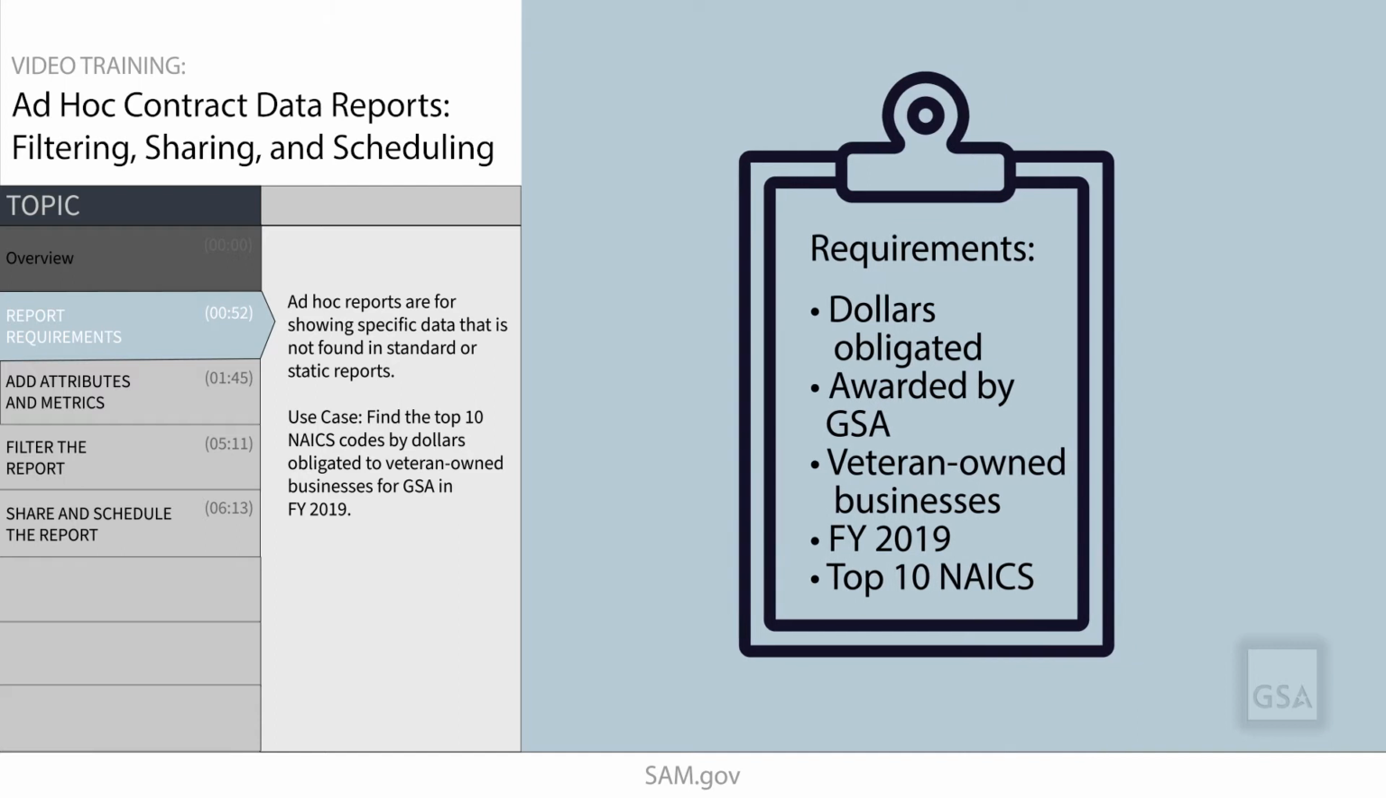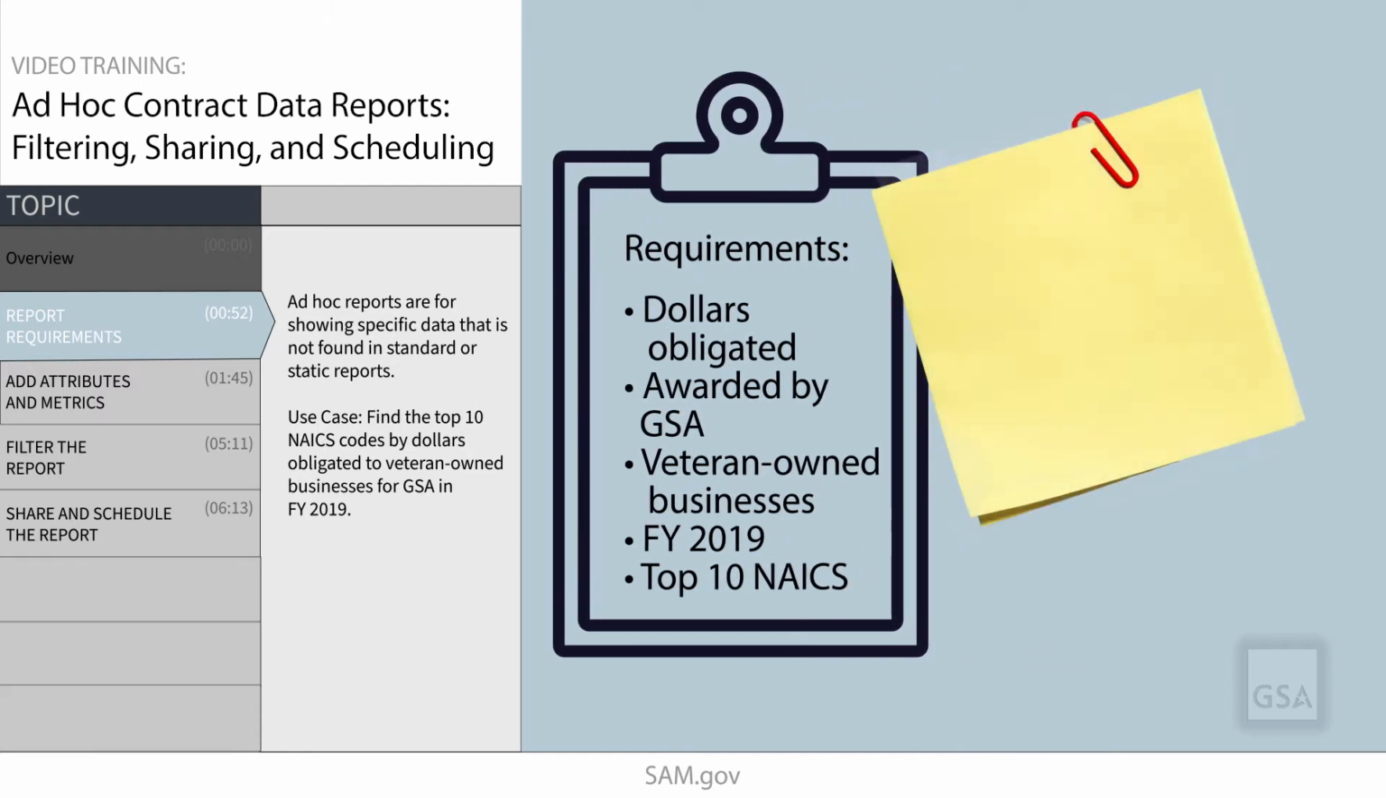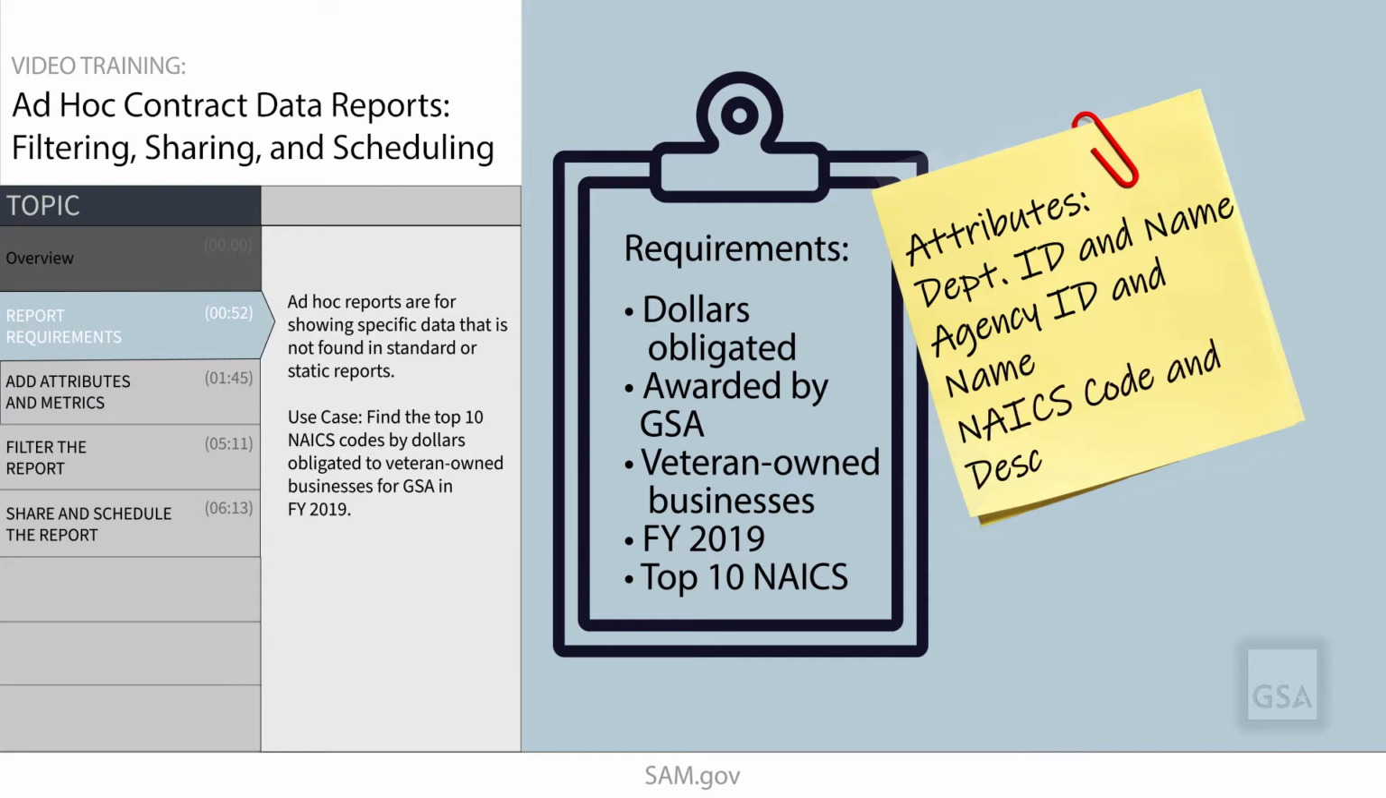dollars obligated. The attributes we'll want on our report are the department ID and name, the agency ID and name, the NAICS code and description, and whether the business is veteran-owned and the metric is dollars obligated.